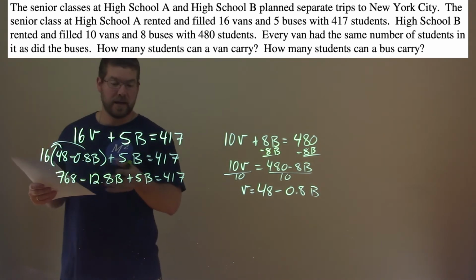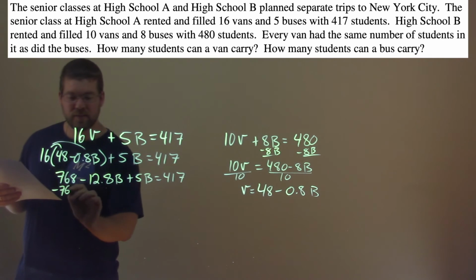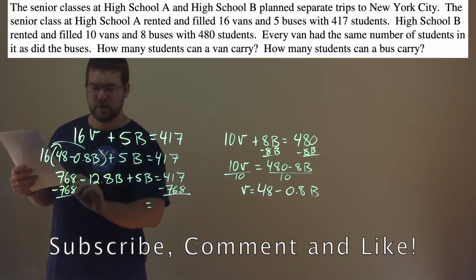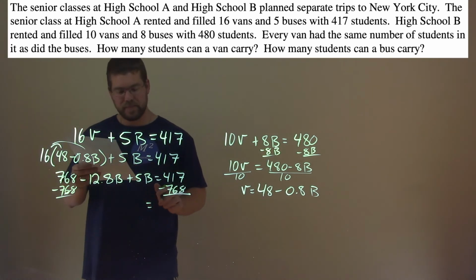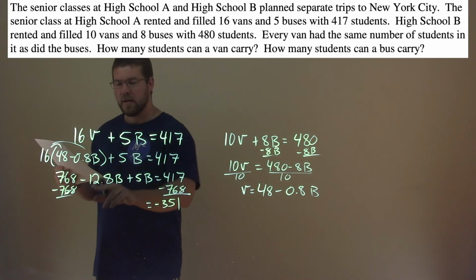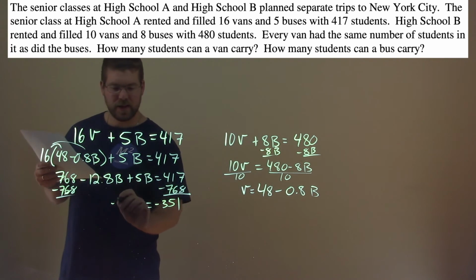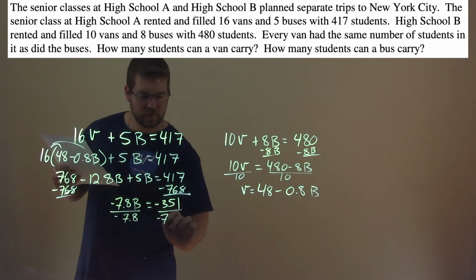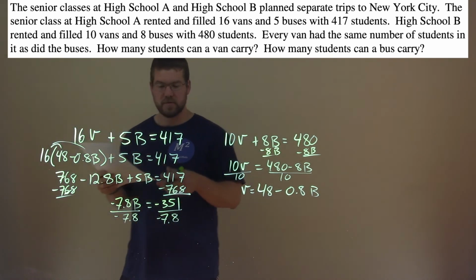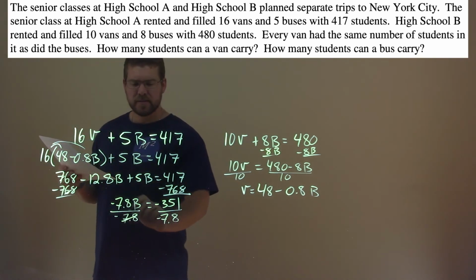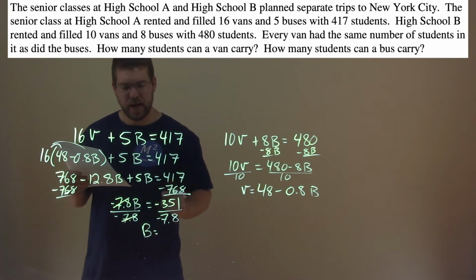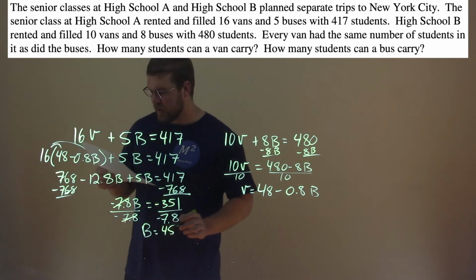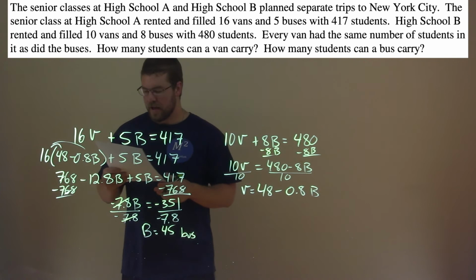We now want to solve for B. I'm going to subtract 768 from both sides here. And I'm left with, on the right-hand side, 417 minus 768 is negative 351. Negative 12.8B plus 5B is negative 7.8B. Divide by negative 7.8, and don't be afraid of these decimals. It's the same process if they were just whole numbers or integers. And negative 7.8 cancels, so we have B equals negative 351 divided by negative 7.8, which comes out to be 45. So that's the bus, right, has 45 students.